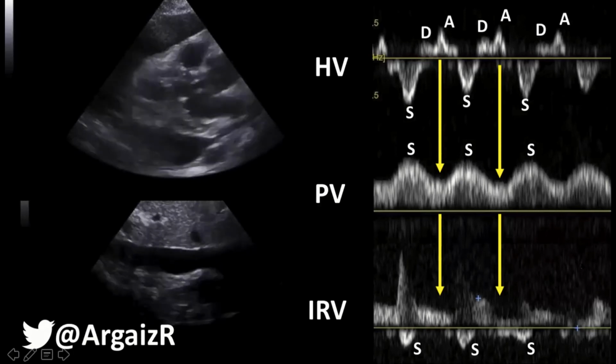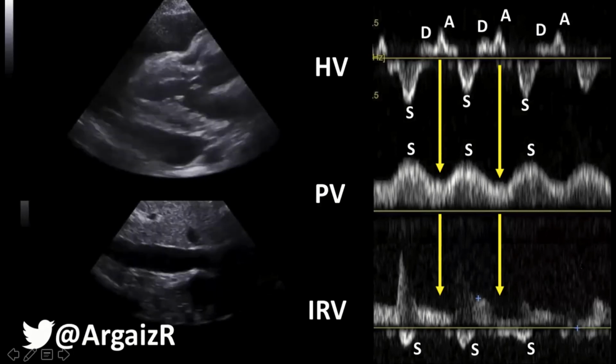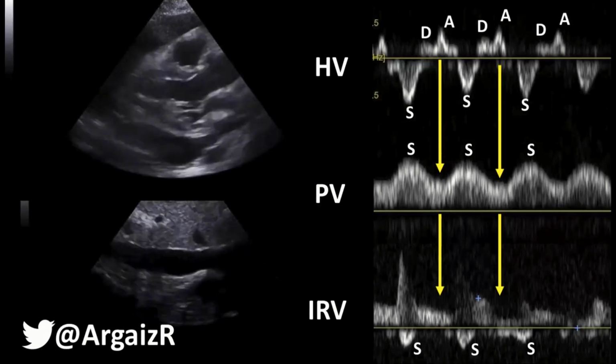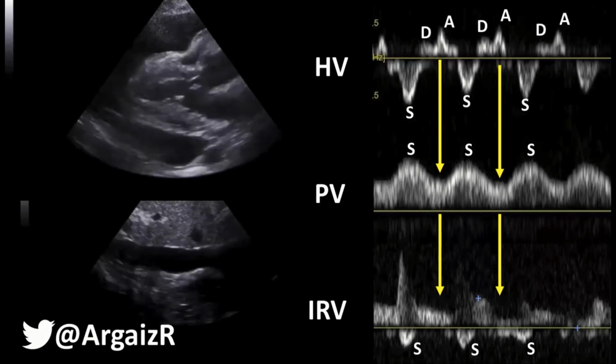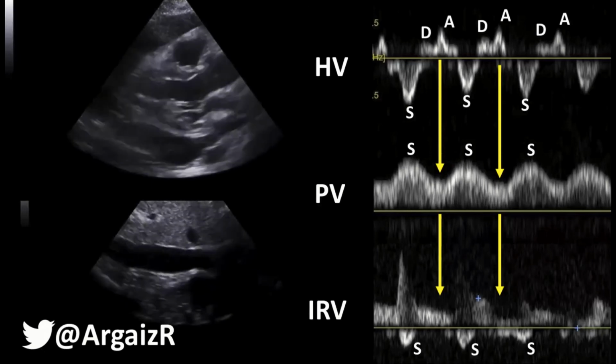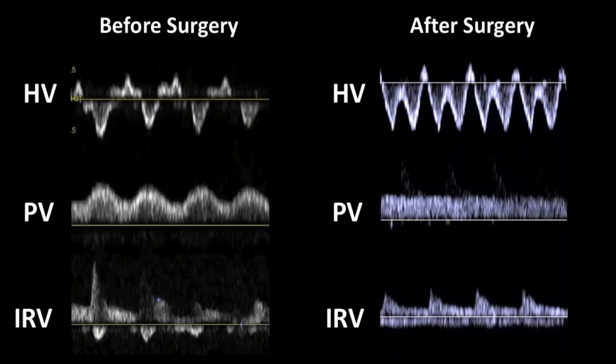Now, of course, the treatment of this patient was not Lasix. The cause was a malignant pericardial effusion, so the treatment was a surgical pericardial window. And after the surgical treatment, you can see congestion completely resolved. So now we have a normal hepatic vein with a D wave and then a normal A wave, and a normal continuous non-pulsatile portal vein, and a mildly, slightly pulsatile intra-renal venous Doppler, which is completely normal because now it's not interrupted.